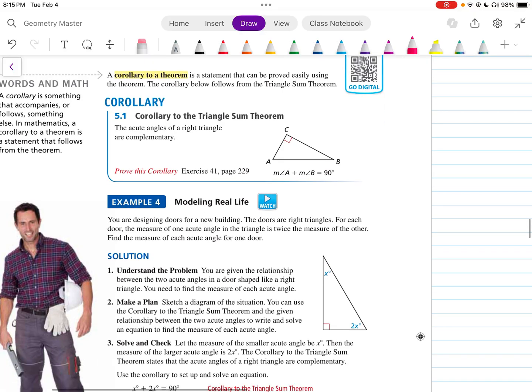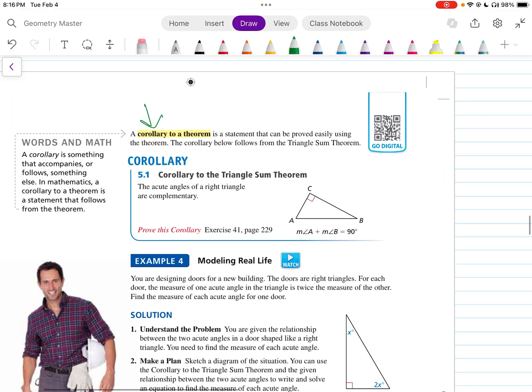All right, a little new vocabulary. We have had postulates, we have had theorems, and now we're going to have corollaries to a theorem. So what is a corollary? Something that accompanies or follows something else. So in math, it's a statement that can be proved easily using the theorem. So this corollary follows from the triangle sum theorem. The acute angles of a right triangle are complementary. Let's dissect that a little bit.